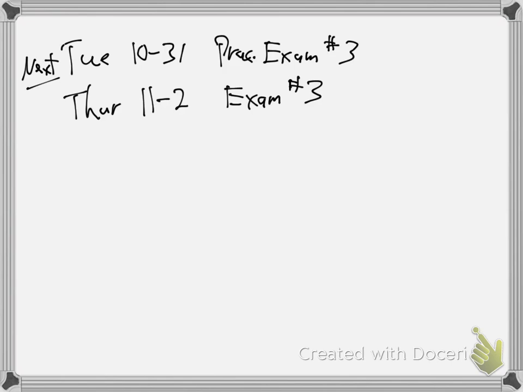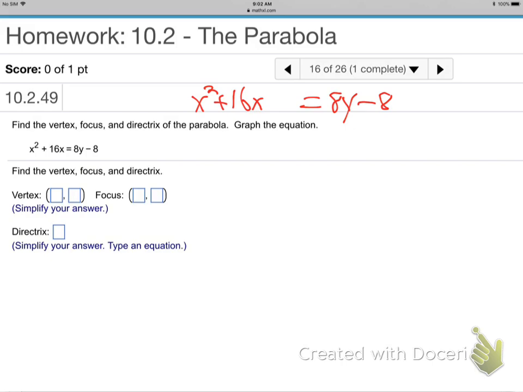Any other questions on the exam and all that? All right, let's get back to it. 10.2, talking about the parabola. Parabola. So that's the U shape, up, down, right, or left.